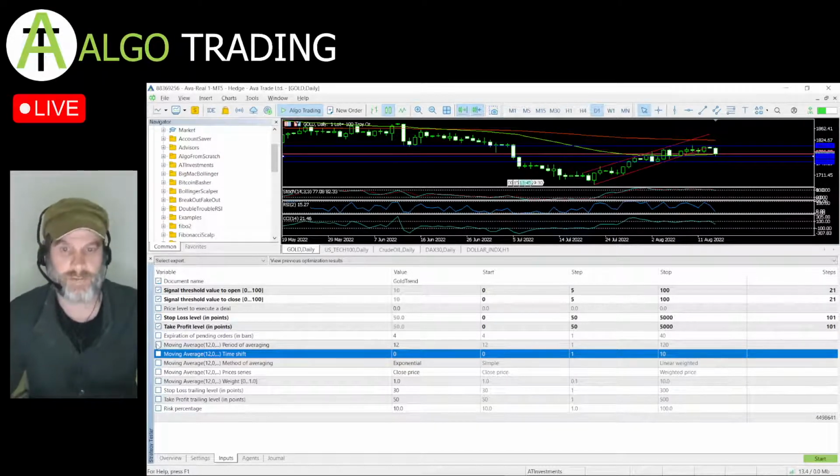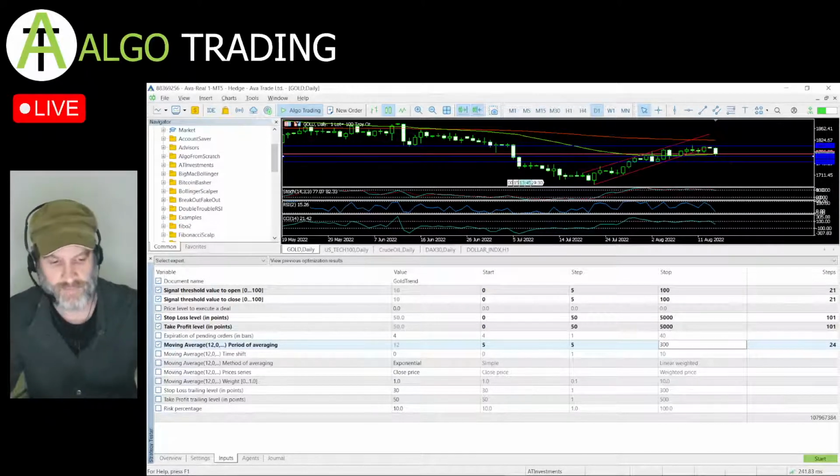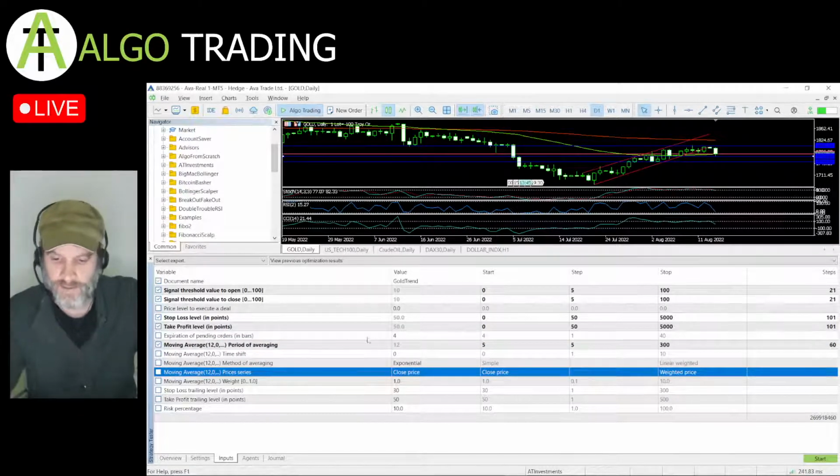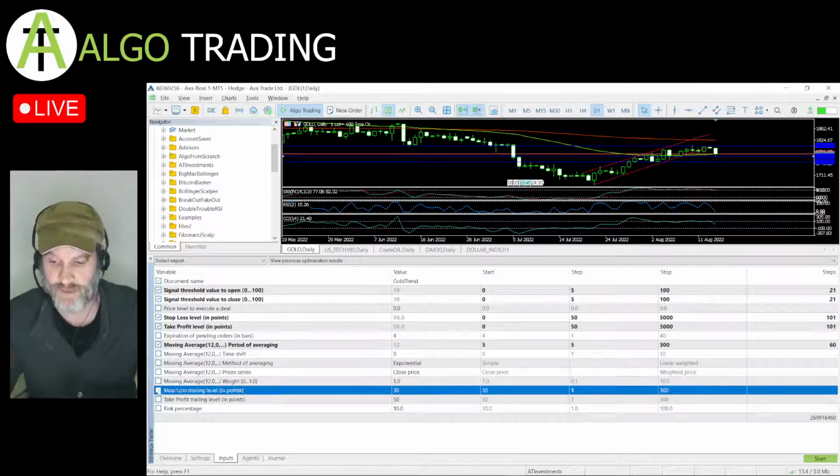Moving average period, so what I'm going to do, I'm going to start with 5. We'll go up in steps of 5, and we'll go to 200. Maybe we could go to 300. Maybe we might find something a little bit better higher up. Okay, moving average time shifts, we're going to leave that. We don't want to shift. Shift is if you want to take it back however many candles. We're going to keep exponential, we're going to close price, we're going to keep the weight at 1 because it's the only indicator on here. If you want to have multiple indicators, your weight, you want half RSI, half, but we'll go into that in the next one when we build the mean reversion strategy.